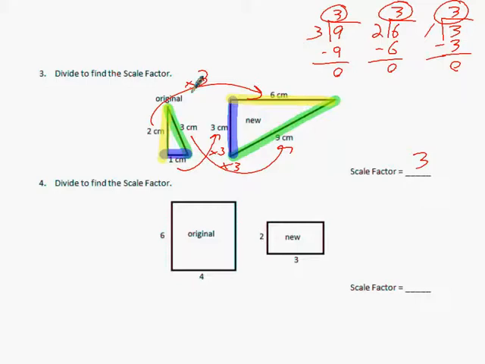Number 4, divide to find the scale factor. So first we're going to go ahead and match up the corresponding sides. Longest side of the rectangle matches up with the longest side of the rectangle. Even though that's on the left and that's on the bottom, they still match up. Shortest side matches up with shortest side. We have 2 different divisions to check here. First one, new shape, 3 divided by 6. Second one, 2 divided by 4.